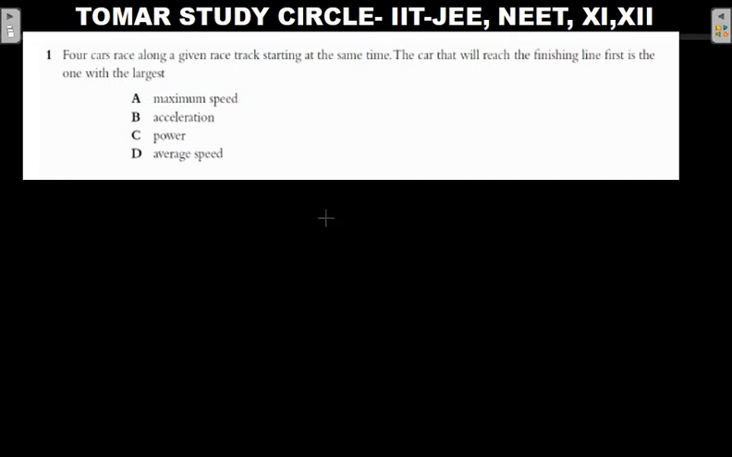Hello dear student, today we are going to discuss the exam style question of chapter 2. The first question is here. In this question it is given that 4 cars race along a given race track starting at the same time.